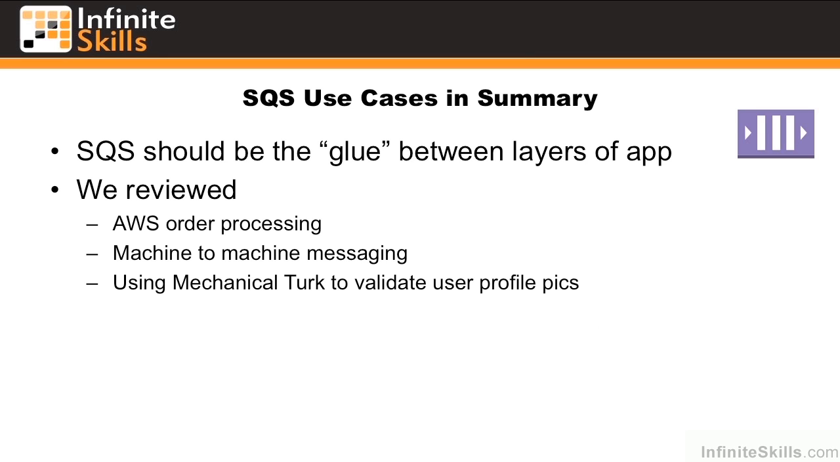SQS can help enable service-oriented architectures, and you can consider it as a very good glue between layers of your application. In this exercise, we reviewed Amazon order processing, machine-to-machine messaging, and using Mechanical Turk to validate user profile pics.